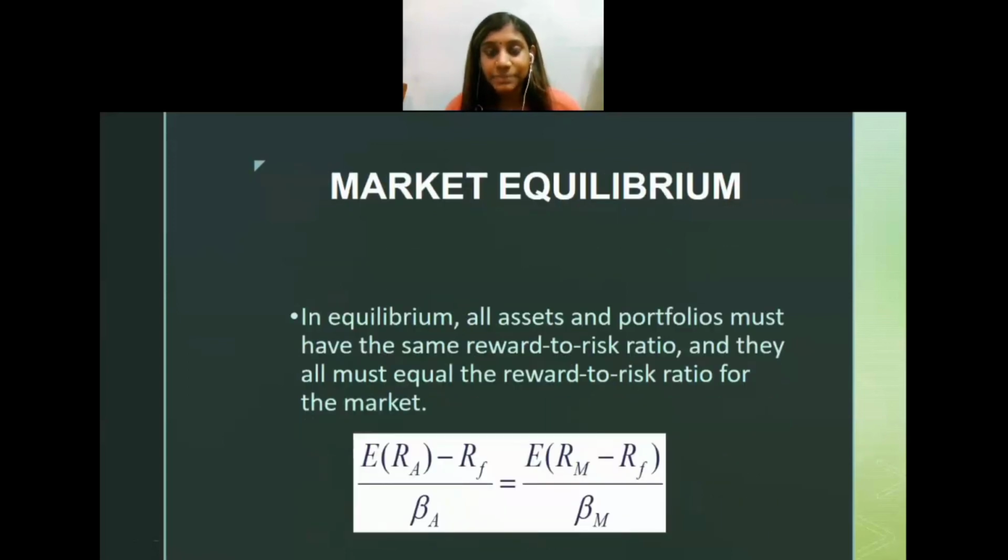The following slide is market equilibrium. In market equilibrium, all the portfolios, meaning the collection of assets, should have reward to risk ratios that are all equal. For my understanding, market equilibrium is when the supply of goods matches the demand. Below is the formula for market equilibrium: expected return minus risk-free rate divided by beta is equal to the expected return minus the risk-free rate divided by the beta of the stock.